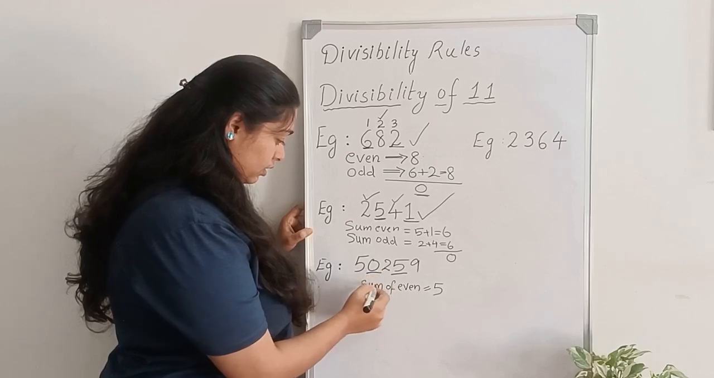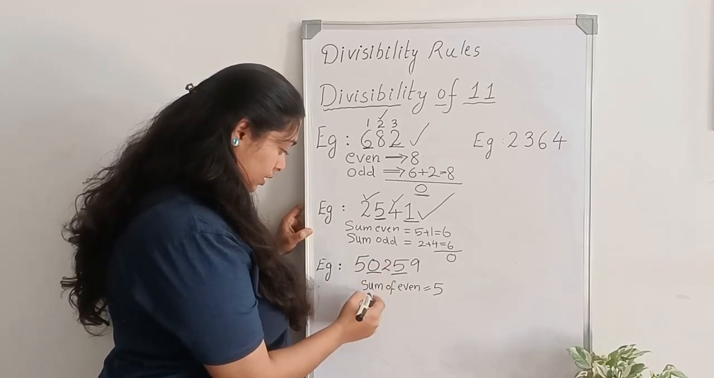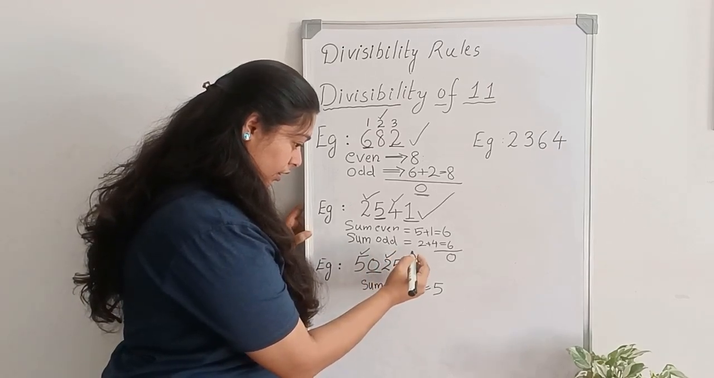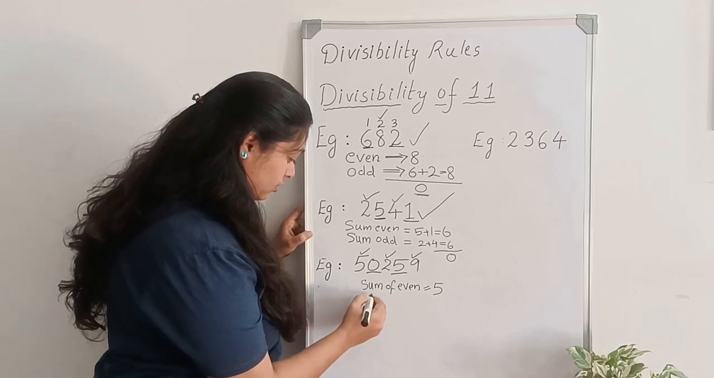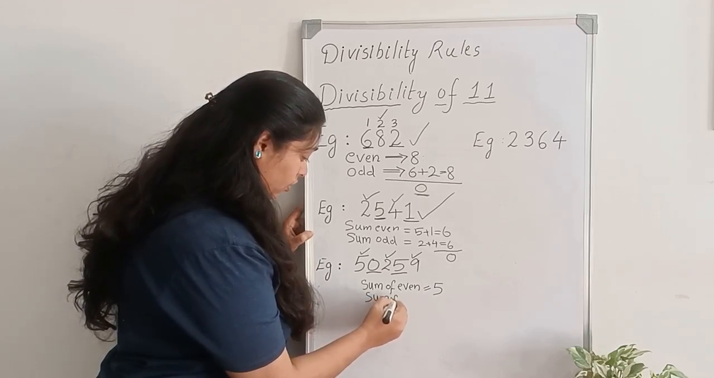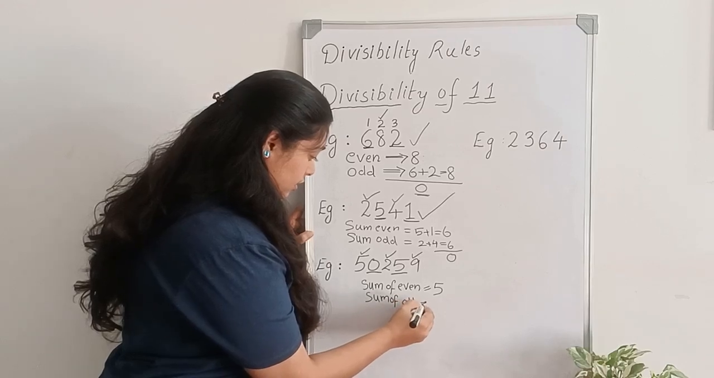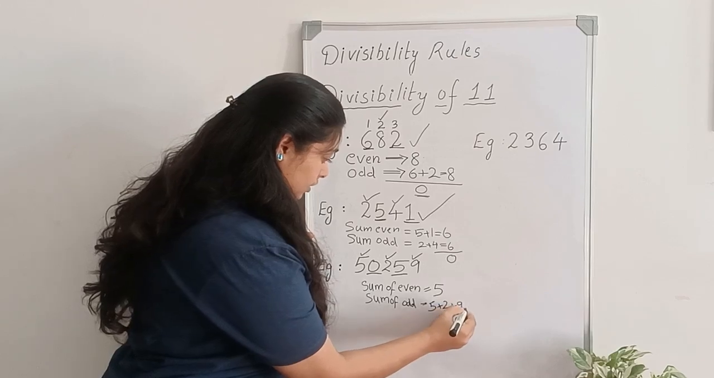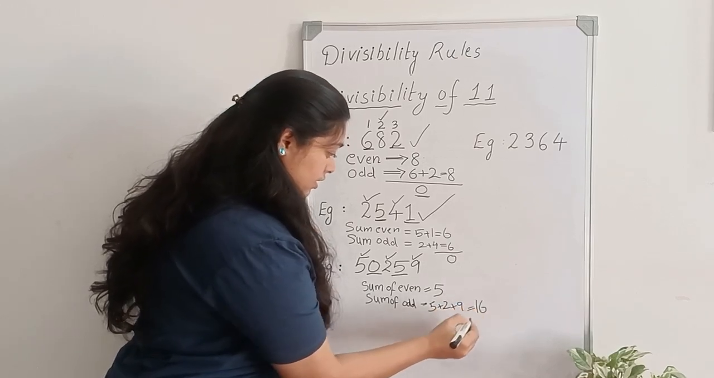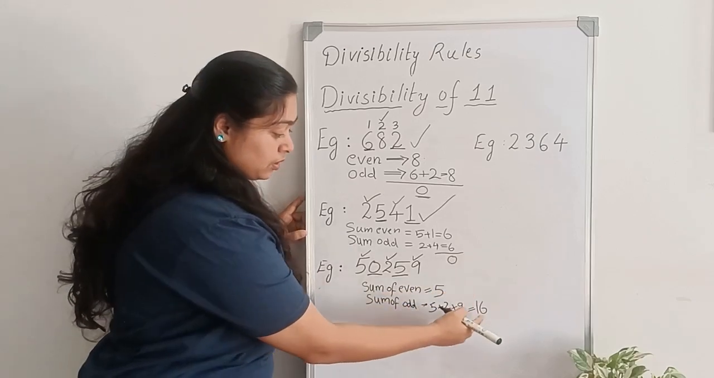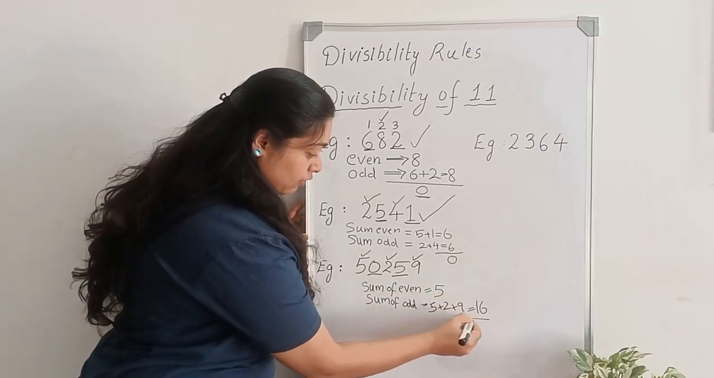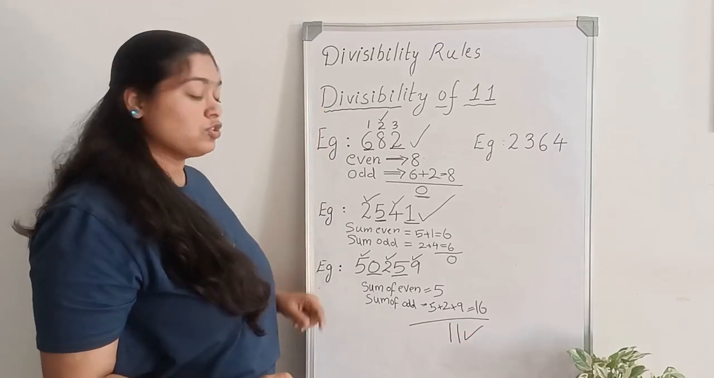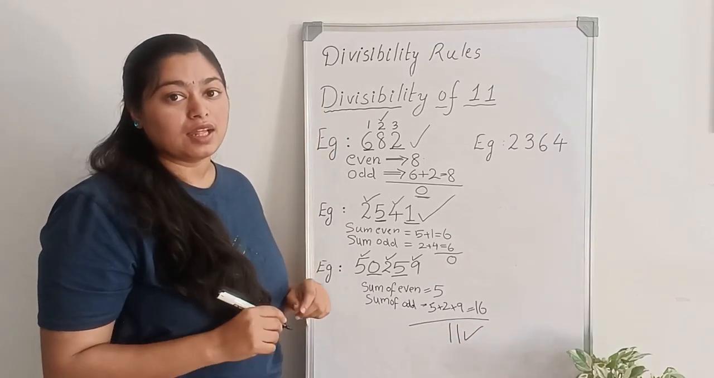And now let's look at the sum of the odd places. That is the first place, the third place, and we have the fifth place. So the sum of the odd places is equal to 5 plus 2 plus 9, and if you add, you are getting 16. Now let's look at the difference between 16 and 5. 16 minus 5. The difference is 11, which means this original number is also a multiple of 11.